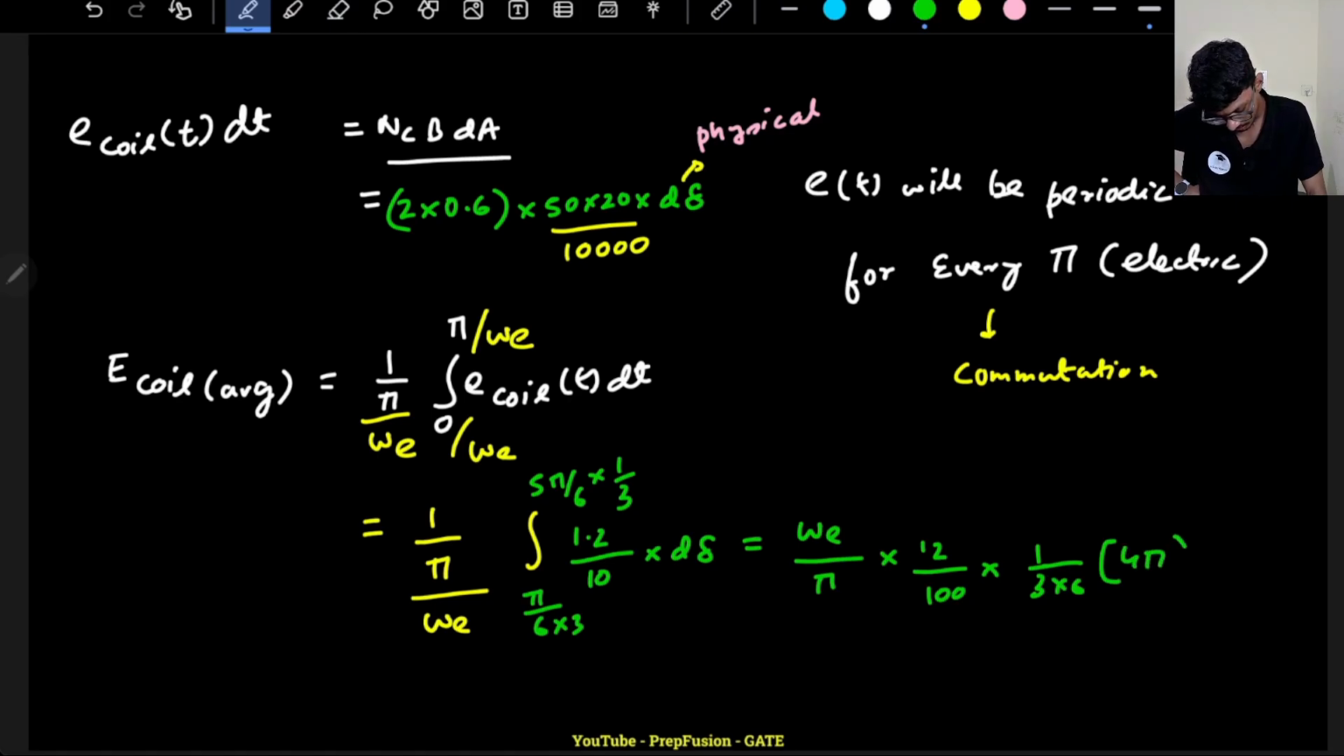Correct? So here pi will get cancelled. So this will be 6 into 2, so 8 pi omega e. This 6 will cancel this 2, 8 by 100, or 8 by 300. Or this can be written as, if I multiply 4 here, 25. So this is 2 upon 75 omega e.